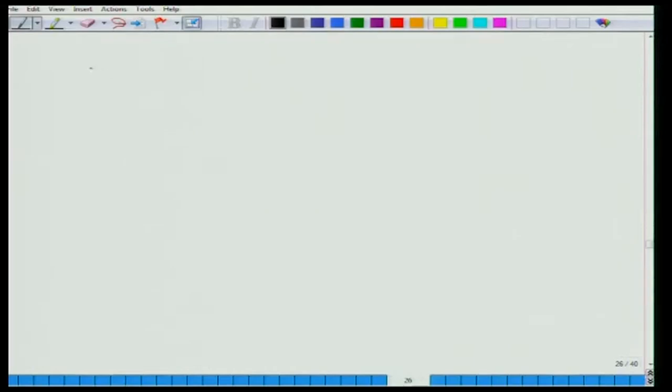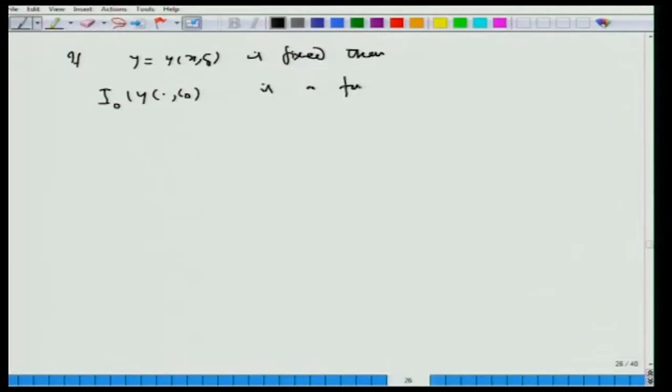Observing that if y equal to y(x, c) is fixed, or rather if we take on this I0 as fixed, then this I0(y), which is this c0, is actually a function of this (x2, y2) moving on the extremal y equal to y(x, c0).